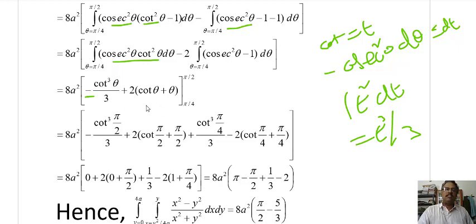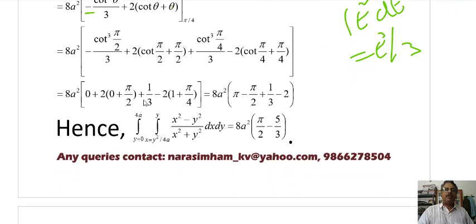So the integral of 1 equals theta. Now substitute theta equals pi by 2 first, then subtract the value at pi by 4. If you observe, cot 90 equals 0, and cot pi by 4 is 1. 2 times here, this term. Then 1 by 3 minus cot pi by 4, cot 45 degrees equals 1, plus pi by 4.